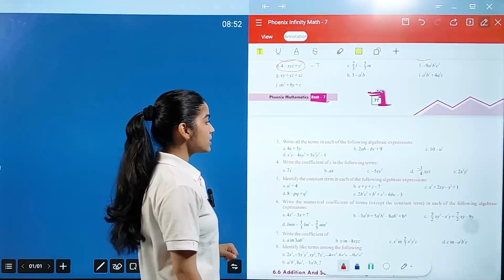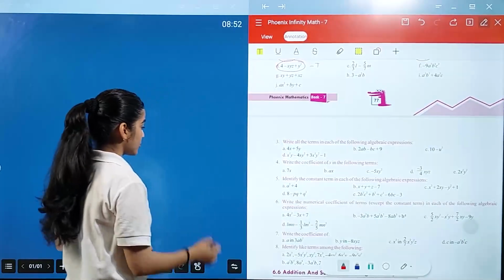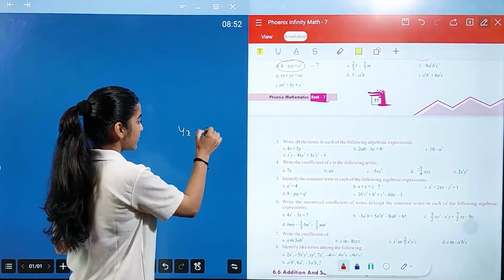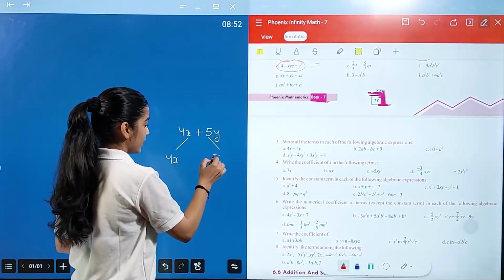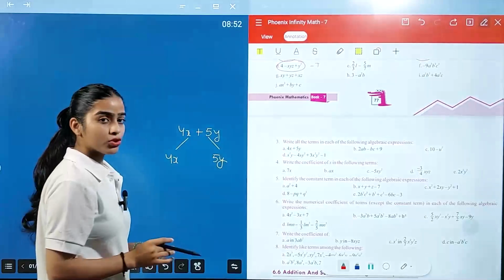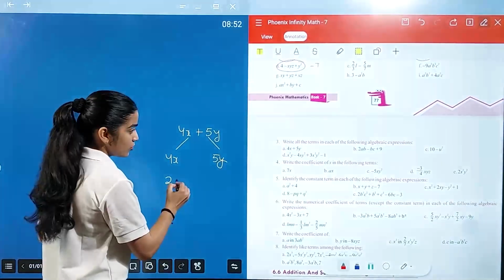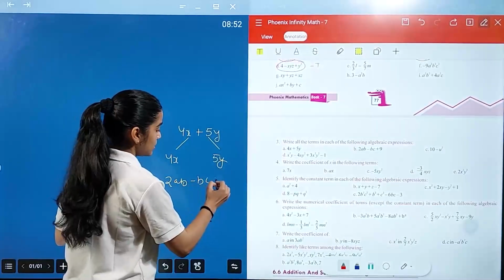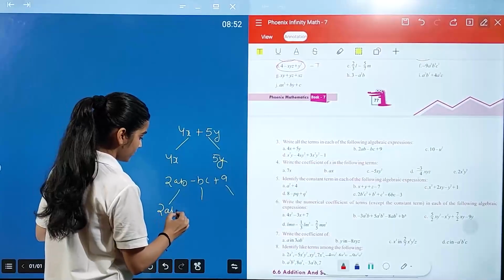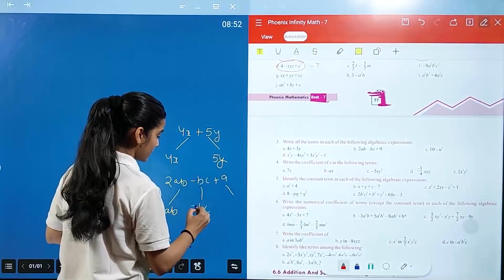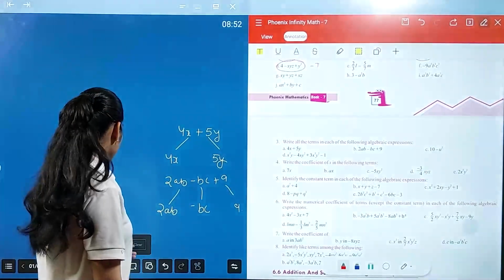Now we have: write all the terms in each of the following algebraic expressions. So in this 4x plus 5y, we have two terms, 4x and 5y. In this case, you just have to remove the operation sign and then you have your terms. Okay. Next, 2ab minus bc plus 9. So in this, I have three terms: 2ab, minus bc and 9. So in the same way, you have to write the terms of the following expressions.